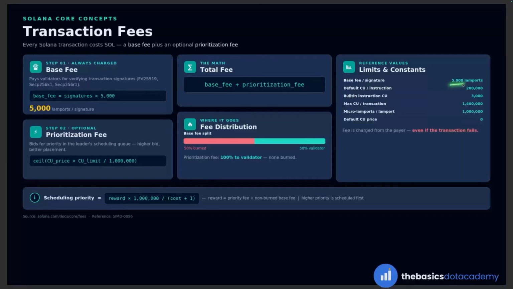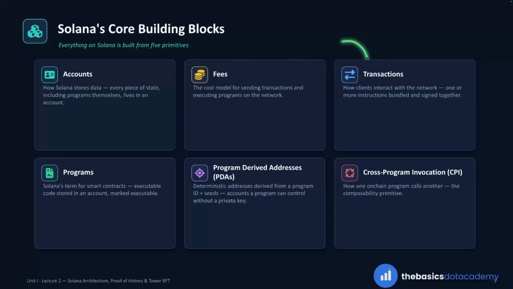So what are the limits and constants? In case of base fee, the limit is 5,000 lamports. CU here stands for compute units. So the default compute unit per instruction is 200,000. The built-in instruction compute unit is 3,000. Fee is charged from the payer, or the wallet which invokes the transaction, even if the transaction fails. So this is a quick overview of transaction fees in Solana, which consists of base fee and priority fee. Base fee is always charged. Priority fee is optional. If you pass it, your transaction may get included into the block as soon as possible.